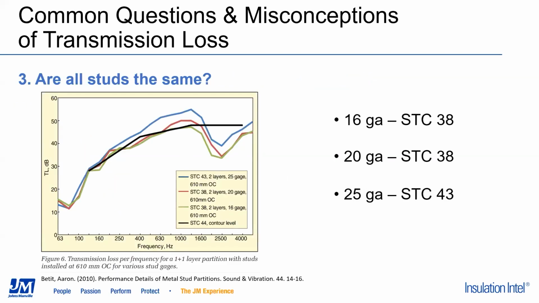Are all studs the same? So this was a study done by Veneklasen and Associates. So we're looking at a few curves. On the right is basically the breakdown of the STC ratings. 16 and 20 gauge studs are performing pretty much the same. This is with 2 total layers, so 1 layer on each side of the wall, and a 25 gauge stud is outperforming them by 5 points.